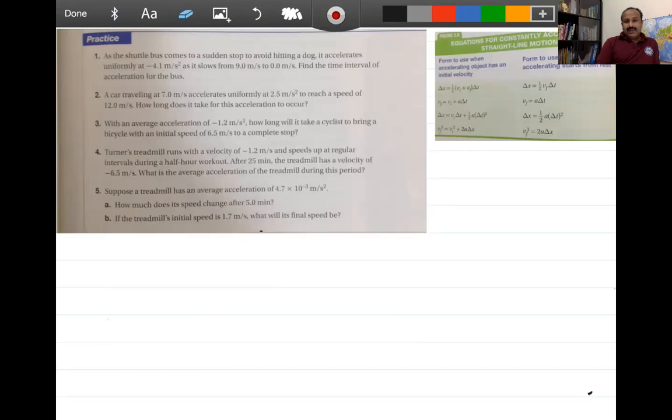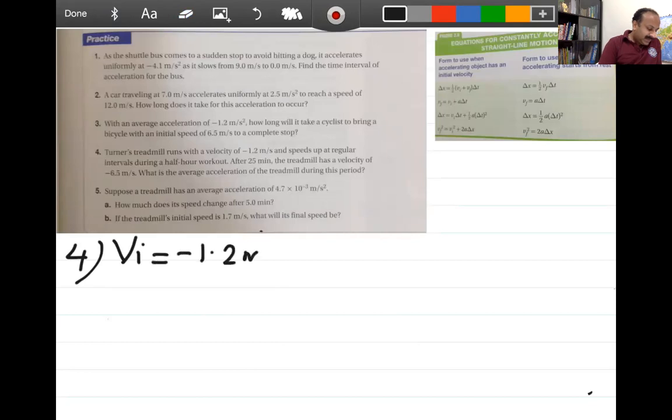So here they are asking you the acceleration of the treadmill. And what are the values given here that you can figure out? This is question number 4. It's having runs with a velocity of minus 1.2 meter per second. So your initial velocity is minus 1.2 meter per second. You may doubt, why the velocity of treadmill is given as minus, because you are facing front and the treadmill belt will be going backwards. Since it is going back, you can take it as minus, okay?